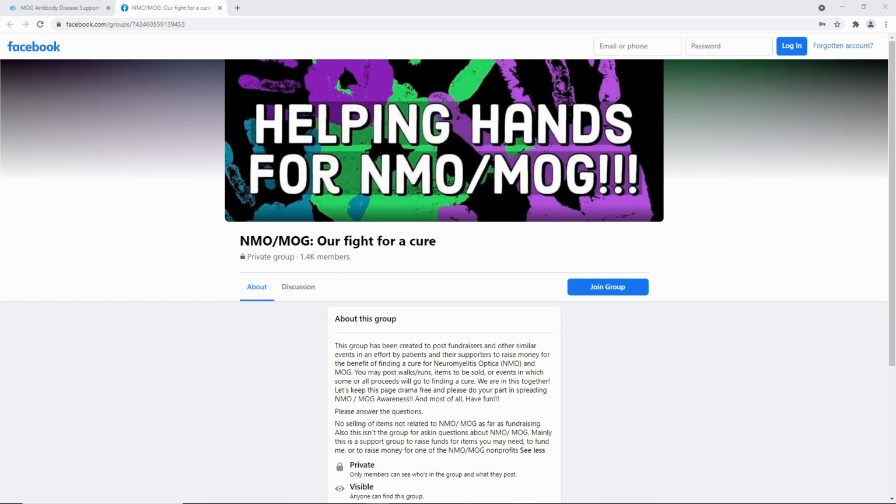So if you are looking to raise funds for a cause related to MOG antibody disease, then this could be a good group for you. Likewise, if you're looking to support fundraisers relating to the condition, then I would recommend joining this one too.